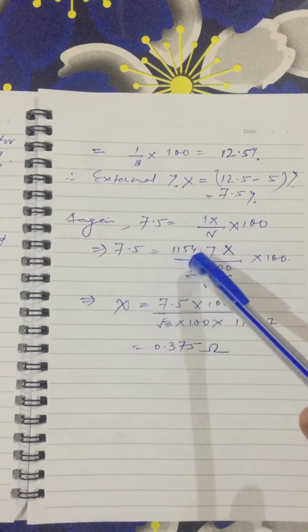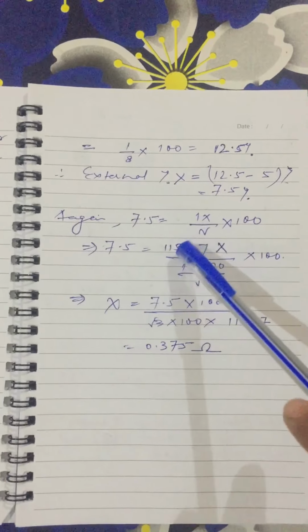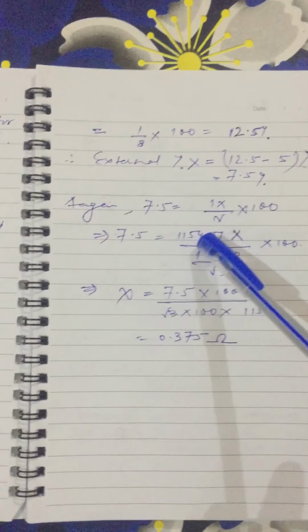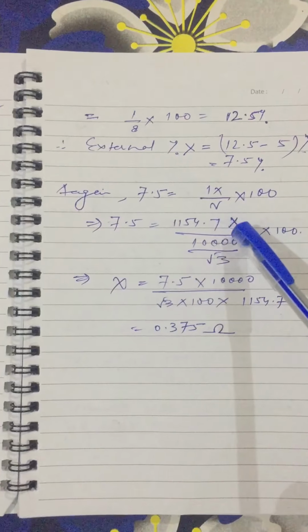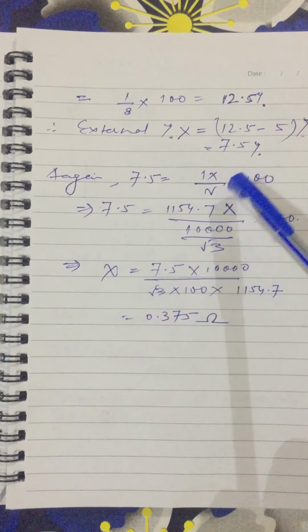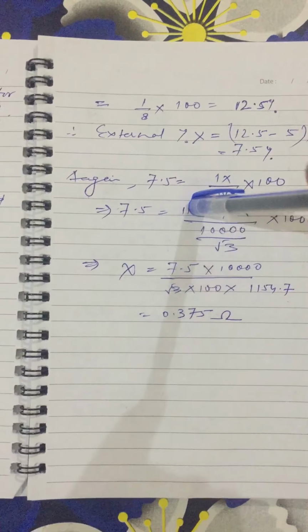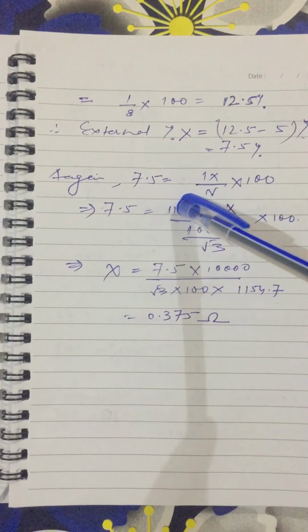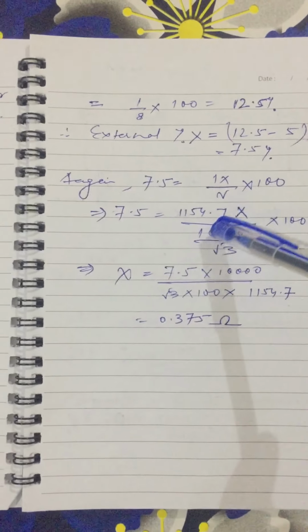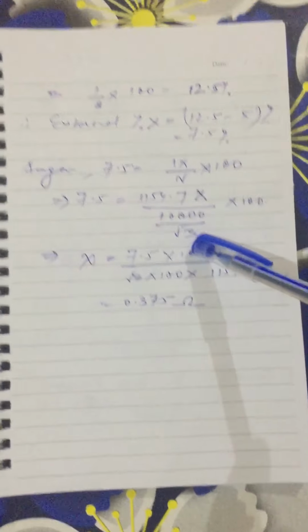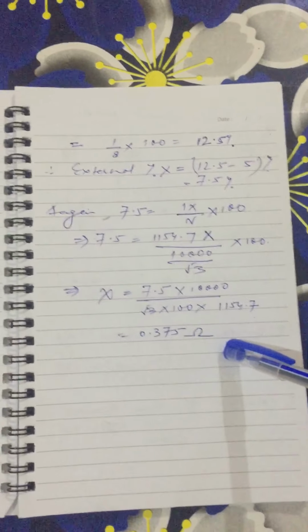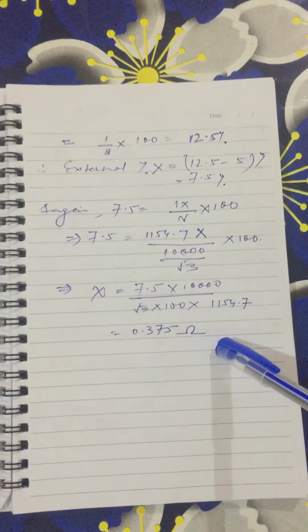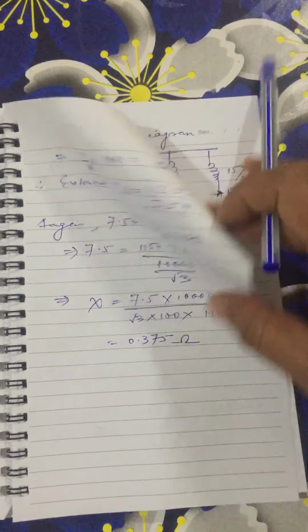So it will come as 1154.7, because this is our line current, our full load current, that is 1154.7 ampere, and we need to find this X divided by this phase. Here we have to find the per phase reactance to be connected in series. So for the per phase voltage, 10 by root 3 into 100, the X will come as 0.375 ohm. Let us do one more question.